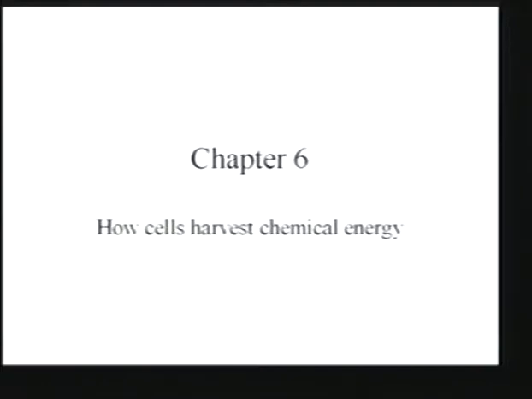So what we're going to be doing with the rest of this week and next week is looking in detail at what the mitochondria and chloroplasts do in cells, basically harvesting chemical energy by, in the case of the mitochondrion, converting chemical energy from one form to another, and in the case of the chloroplast, converting light energy or electromagnetic energy into chemical energy for the cell to use.